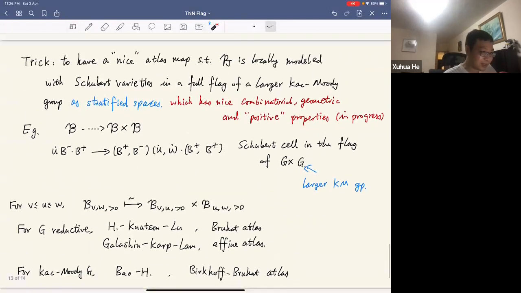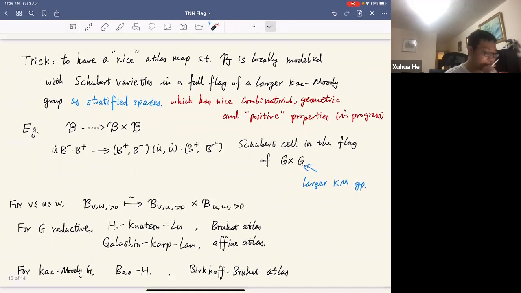Okay, so what are the atlas maps? This also has a long history. When G is a reductive group, this first comes from an idea of Anna Newson around 10 years ago. Then, joined with him and Jianghua Lu, we came up with these definitions of the Buhua atlas. However, this has never been published.